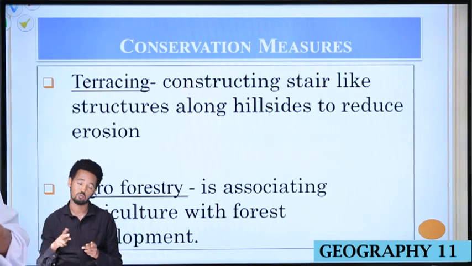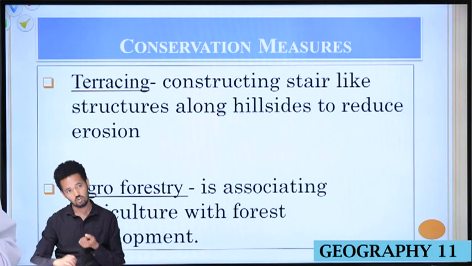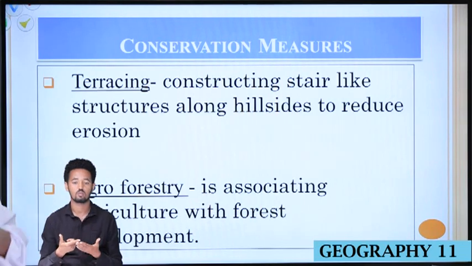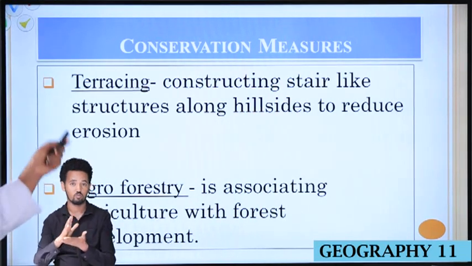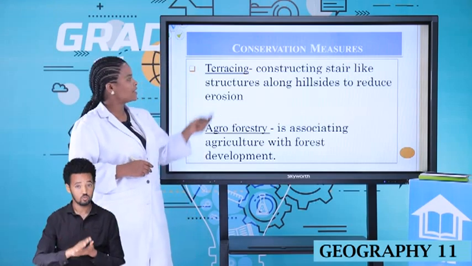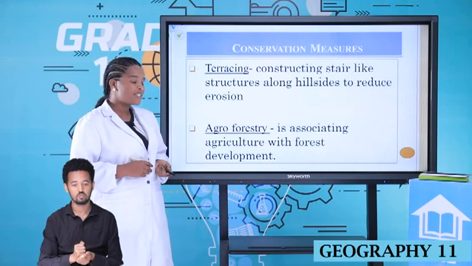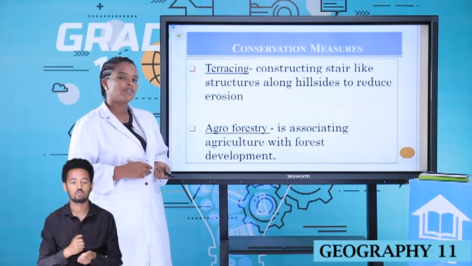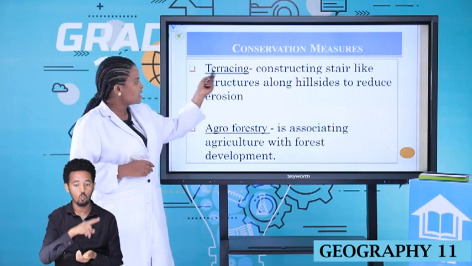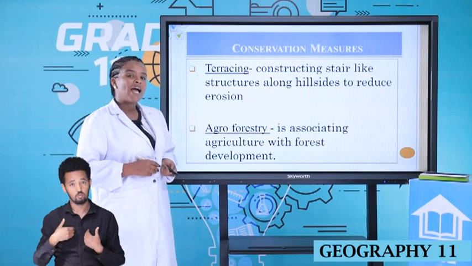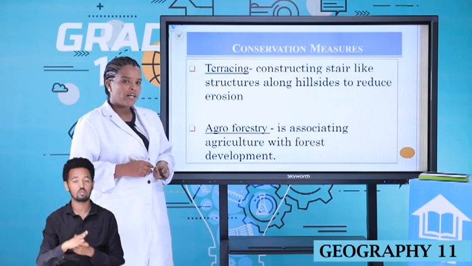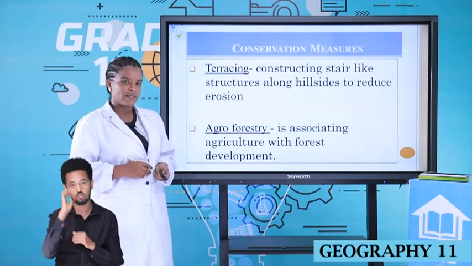African soil is affected by different things, for example, deforestation, overcultivation, and so on. The major conservation method of soil in Africa is terracing. Terracing is constructing stair-like structures along a hillside to reduce soil erosion. This is common in the highlands of Africa, especially in Ethiopia. The Konso area practices this conservation method.